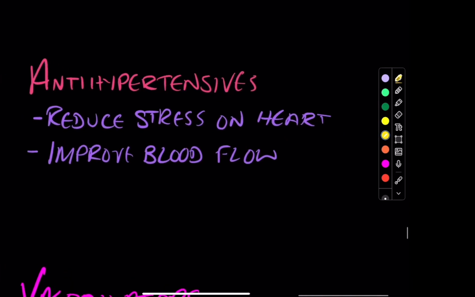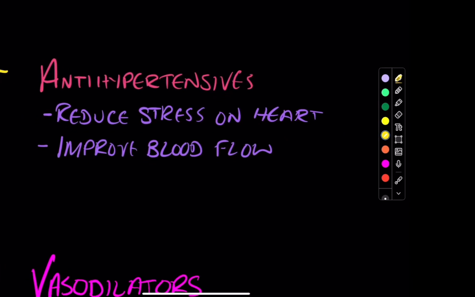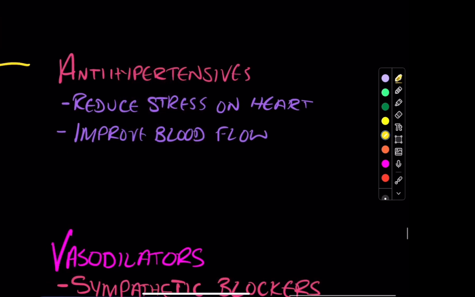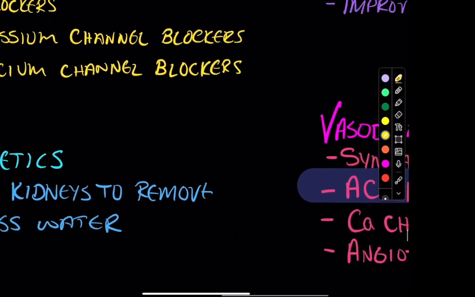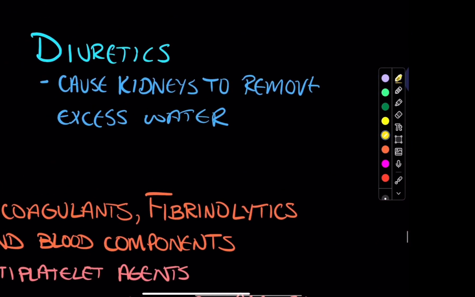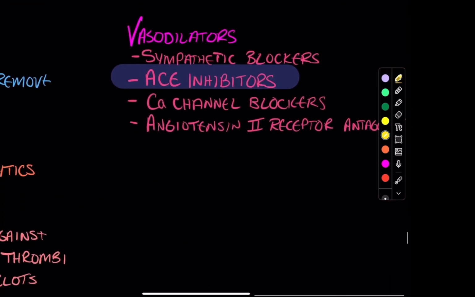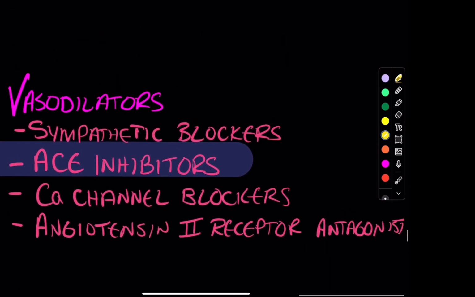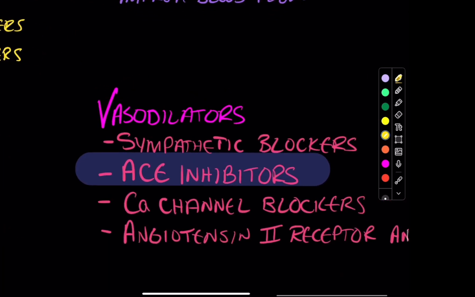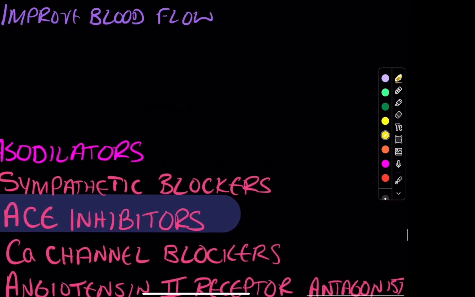Antihypertensive medications, they reduce stress on the heart. Their sole job is just to relax the vasculature and reduce blood pressure. They're also used to improve blood flow. Diuretics, they encourage the kidneys to remove more water from the system, reducing blood pressure. And then we have vasodilators. I don't know why I can't really see the last word.